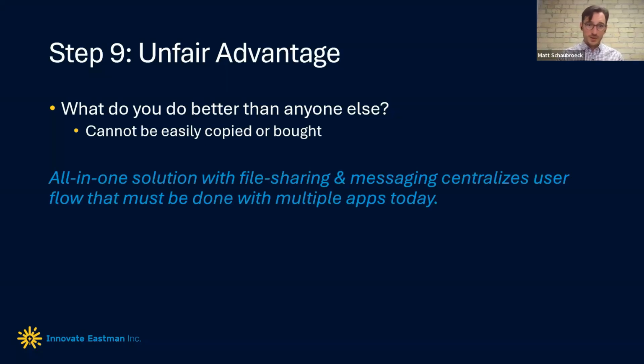So the final clue for us on this particular company, their unfair advantage is an all-in-one solution that allows their customers to share files and message users through a very centralized flow that right now has to be done with multiple separate applications, bringing it all together. That's an unfair advantage because if you have it all in one place, not only can you access everything at the same time, but all those things start to work together and increase the value of the whole as better than the sum of its parts.